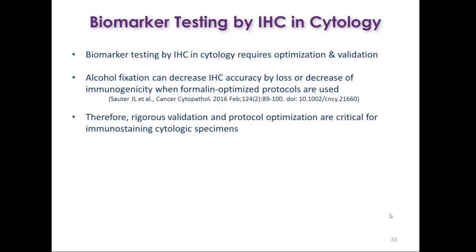As I mentioned before, biomarker testing using IHC requires optimization and validation. And because cytology specimens utilize different kinds of fixatives, and there are different pre-analytic factors that come into play, it is really important to have a rigorous validation and protocol optimization, because your protocols that work for your FFPE specimens may not necessarily work for a non-formalin fixed cytology specimen. For example, there was a publication from Mayo in 2016 that showed that alcohol fixation can decrease the IHC accuracy, and there may be a loss or decrease in immunogenicity if you do not optimize your protocols.